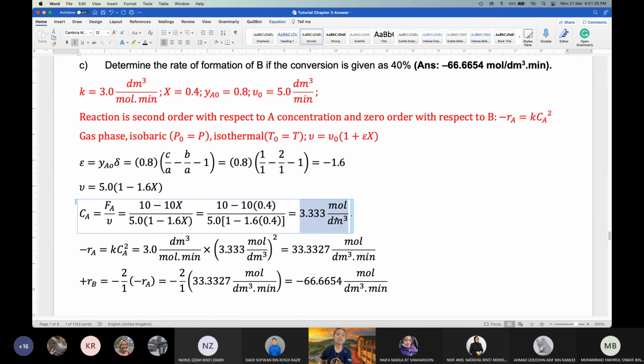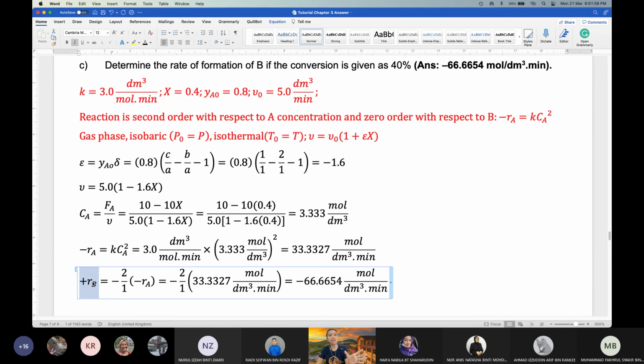So sebenarnya soalan ni dia hampir sama macam tadi. The only difference is nak express concentration tu you have to be careful. Sebab nak express concentration tu dah berlainan. It's really completely different from the other question. It's because now dia adalah gas phase flow reactor. So then you got your CA, you get your K, you can calculate your minus RA. From your minus RA, you should be able to calculate your positive RB. Don't forget, dia nak positive RB.